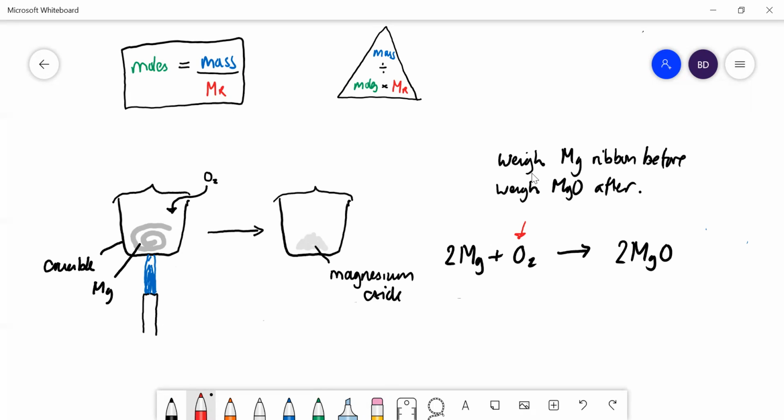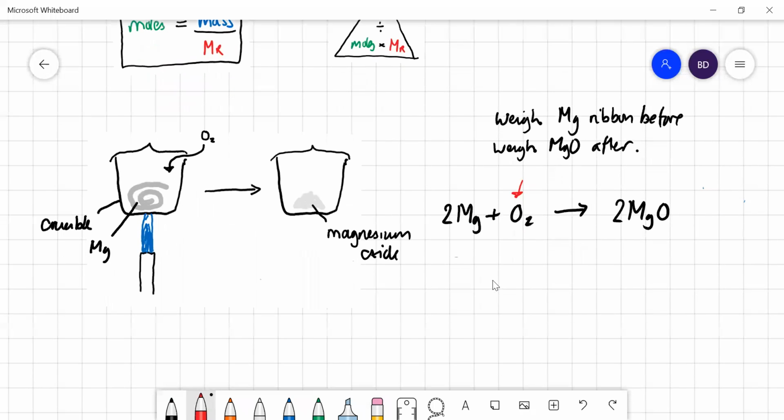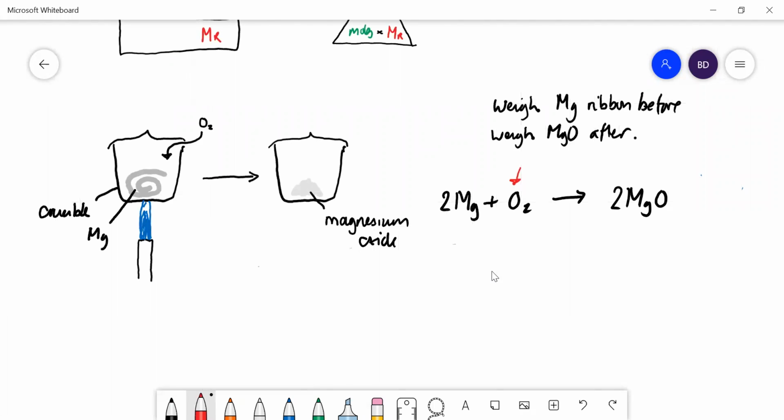Okay, so let's just have a look at some results there. So we say the mass of the magnesium at the start is equal to 1.65 grams. And they're going to weigh the magnesium oxide afterwards, and let's say that weighed 2.50 grams. Now, has the experiment worked? Has it given us the expected answers? Let's have a look at that.